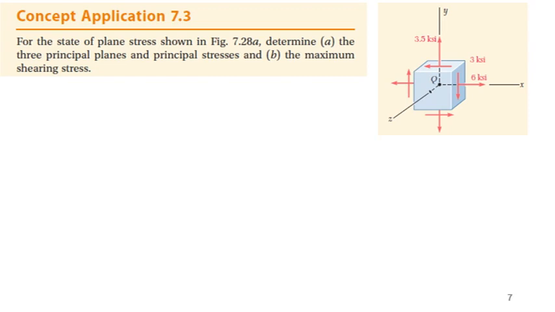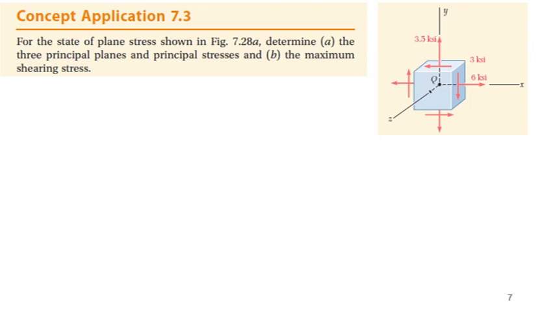The concept problem number 7.3: for the state of plane stress shown in the figure over here, we have to find the three principal planes, the principal stresses, and the maximum shearing stress. So depending on the nature of the principal stresses, we have to find what the maximum shearing stress will be. Okay, now first we have to find the principal planes and principal stresses.